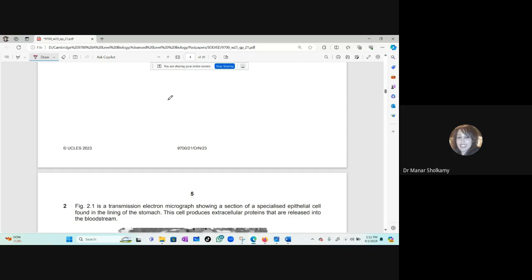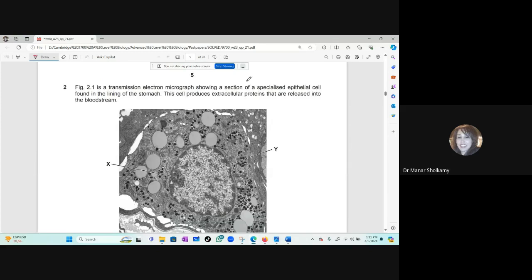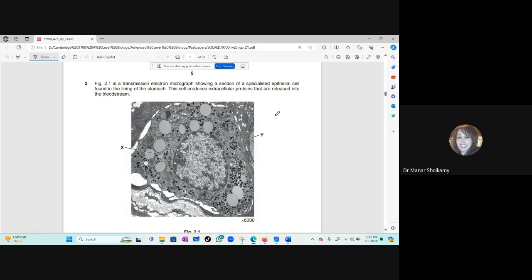Figure 2.1 is a transmission electron micrograph showing a section of a specialized epithelial cell found in the lining of the stomach. This cell produces extracellular proteins that are released into the bloodstream. Now, this is a tricky question and a tricky picture, but they're telling you it is a transmission electron micrograph. A transmission electron microscope makes you look inside the cell. So it is showing you a section of a specialized epithelial cell. So you must be looking at one of the organelles inside the cell because this is a transmission microscope.